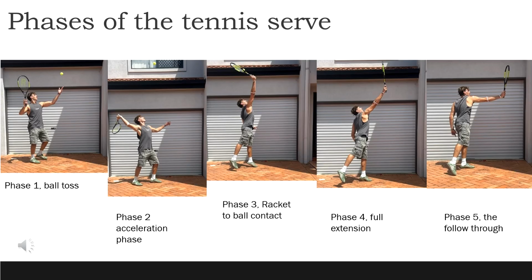These are the 5 phases of the tennis serve, with phase 1 the ball toss, phase 2 acceleration, phase 3 racket to ball contact, phase 4 full extension, and phase 5 the follow through.